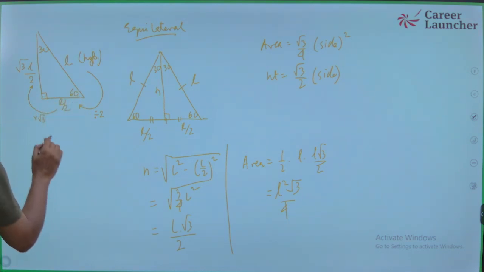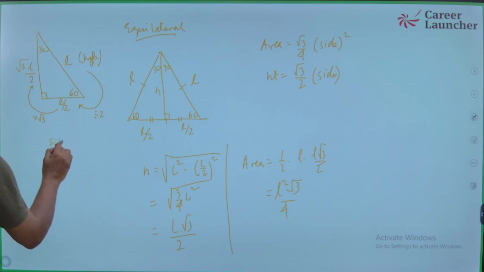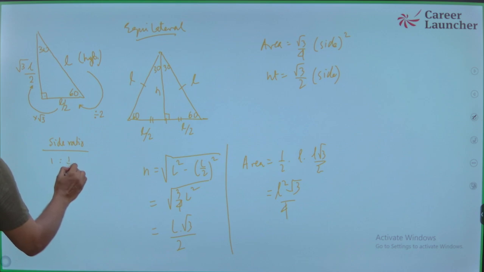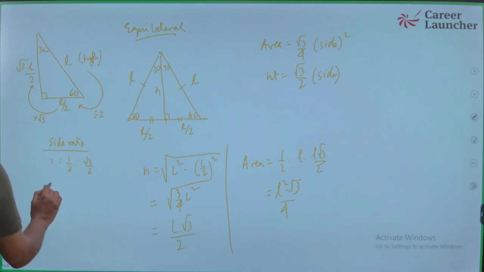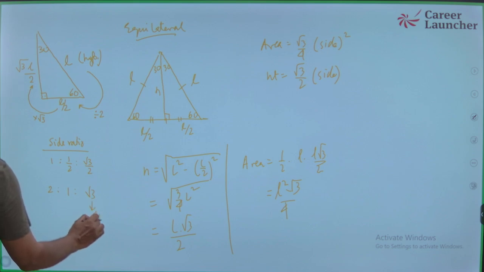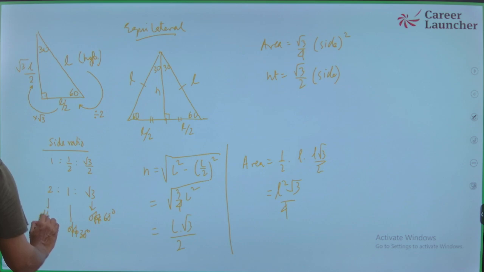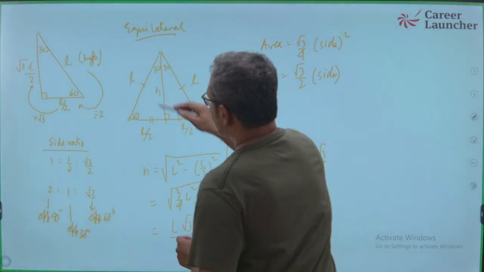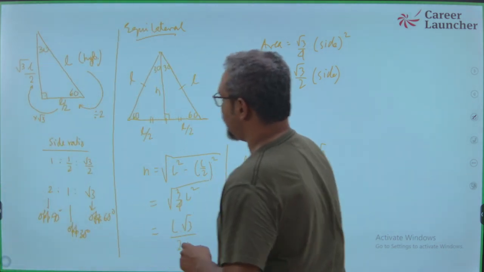So the ratio of the sides, which you can remember and is very helpful, is 1 half and then root 3 by 2, or if I multiply this by 2, it's 2 is to 1 is to root 3. Root 3 is opposite 60, and 2 is the hypotenuse. So we have the 30, 60, 90 property and the equilateral triangle.